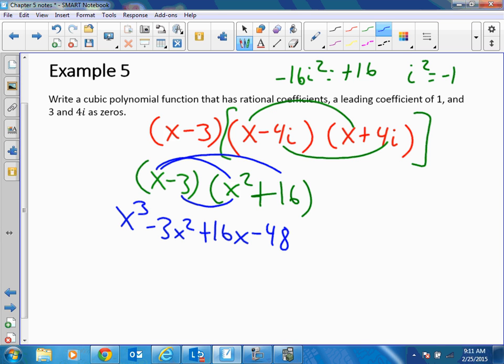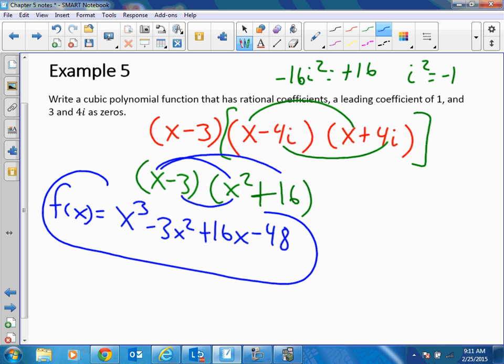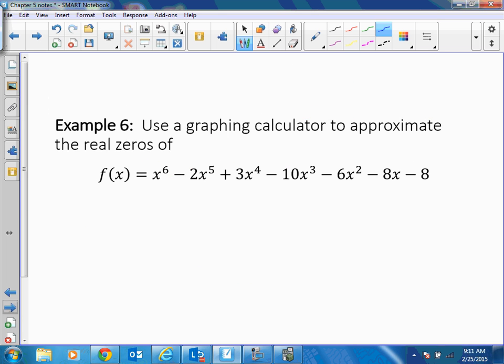Okay? And yeah, write f of x with it. Okay? Okay, so if we follow those, that's how it should be written in standard form. And that would be our answer.